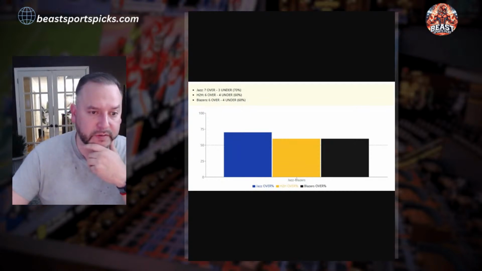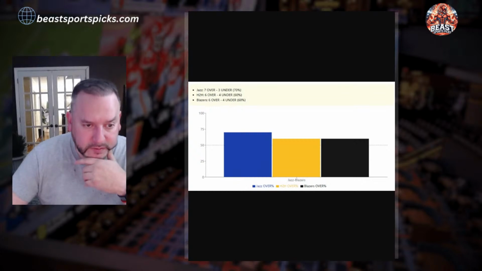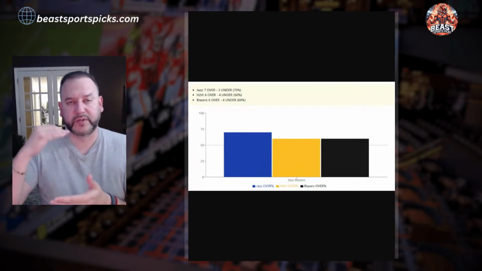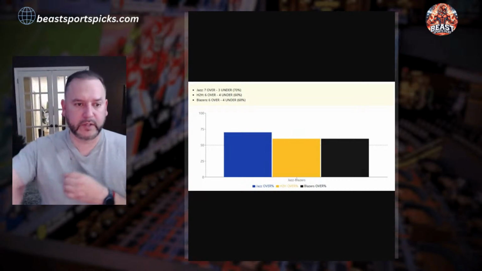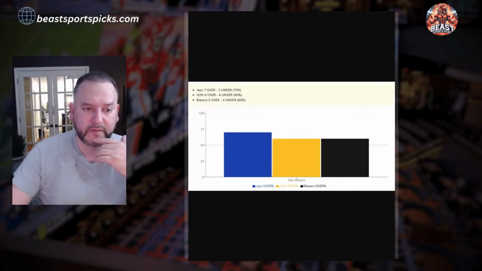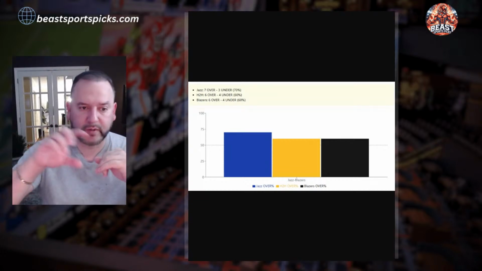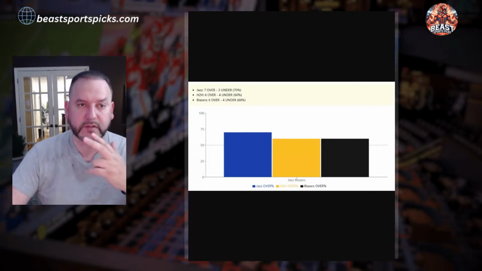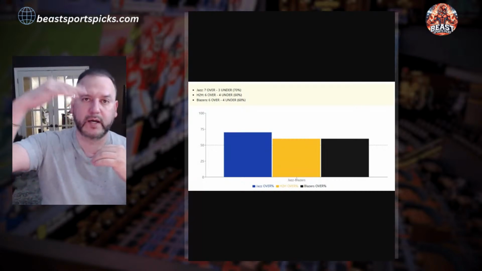Here's the graph. It goes from 0 to 100, so there's a percentage: 0%, 10%, 20%, 30%, 40, all the way up to 100. And you can see this graph shows 50%. Everything right here is pointing towards the over. This is a screenshot, so I can't show you, but if you hover over it, it tells you the Jazz and the Blazers. Everything is showing that it's going to go on the over.